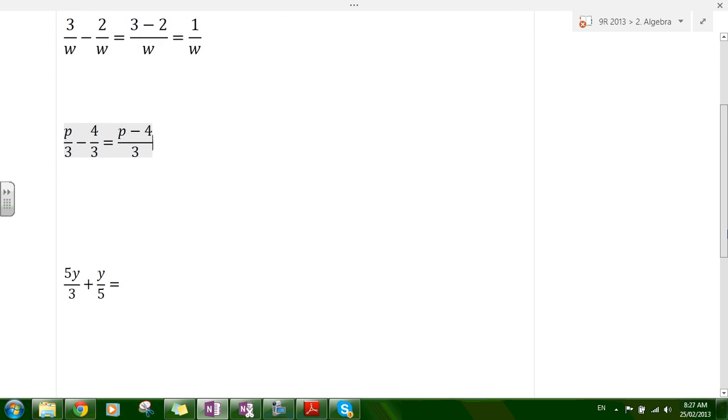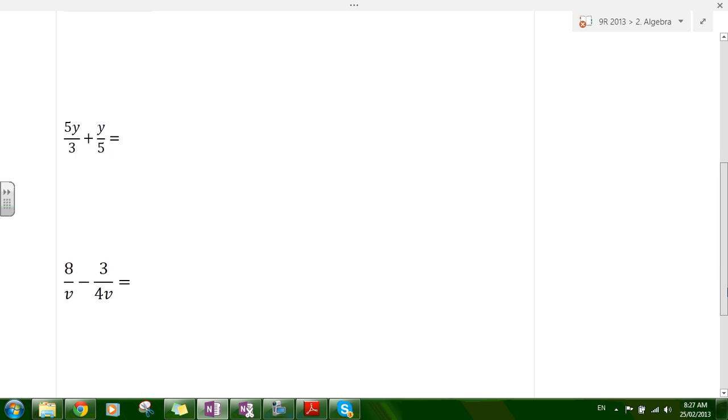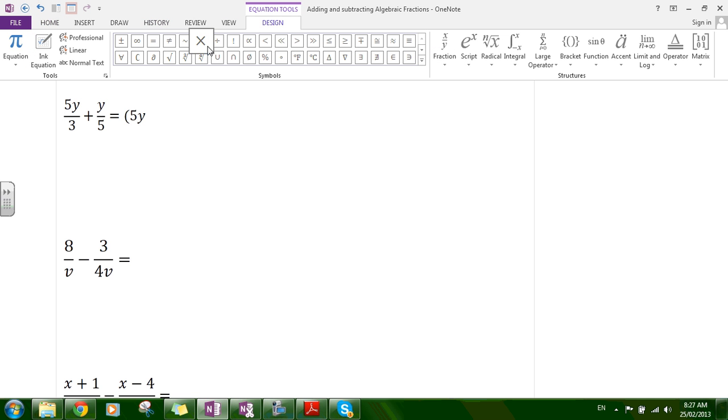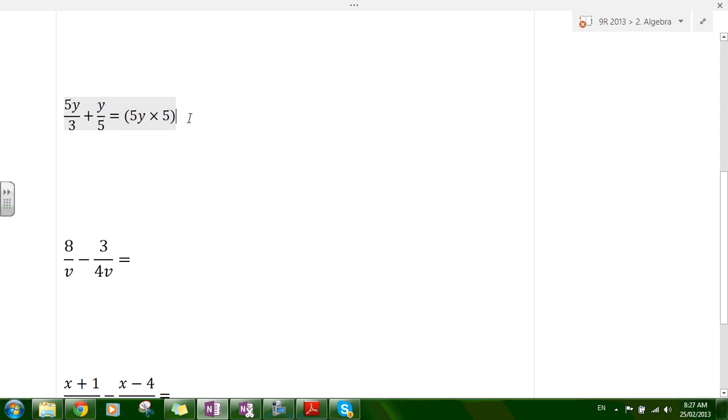Now, the next one we've got is the denominators are different numerically, and so we need to have a common denominator. And the easiest way to find a common denominator is by multiplying them together. So I'm going to say, well, the common denominator for this is going to be 15. So here's what I'm going to do. I'm going to say, well, 5y, let's put the symbol in, times 5 over 3 times 5. Okay, so that's the first one.